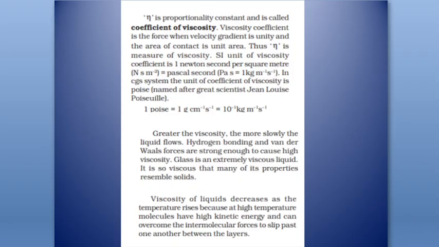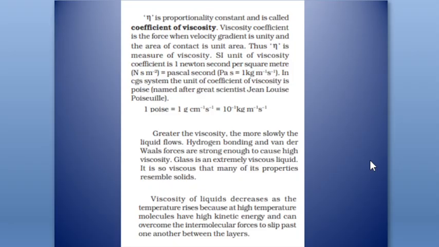In the CGS system, the unit of the coefficient of viscosity is poise. 1 poise is equal to 1 gram centimeter inverse second inverse, that is, 10 to the power minus 1 kg meter inverse second inverse.